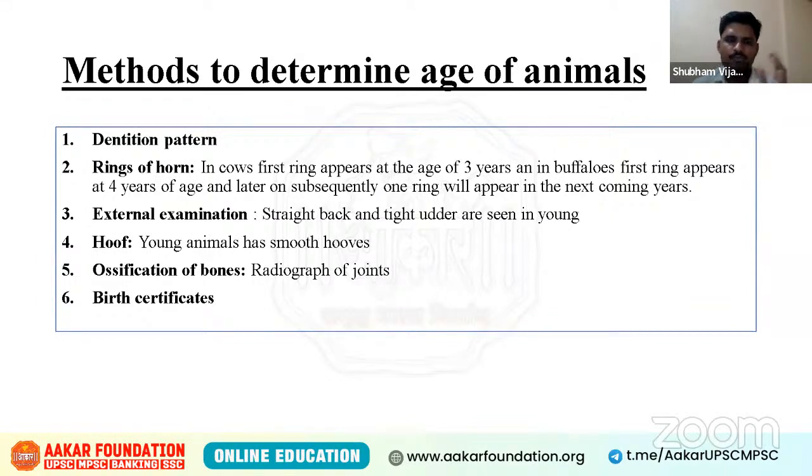Then external examination. The first two are the characteristic and specific methods, but later ones are less specific, like external examination. If a straight back and tight udder are there, these are indications of young animals. Young animals also have smooth hoofs. If we do a joint radiograph, then everything in its proper position is an indication of young animals. And the birth certificate also provides a major clue, with the exact date and exact age of the animal.